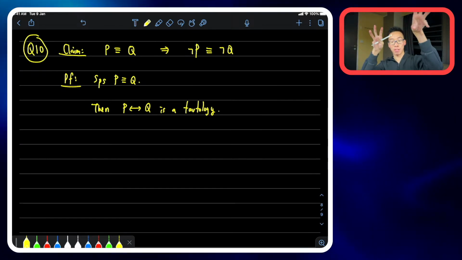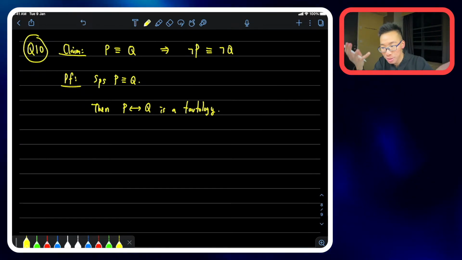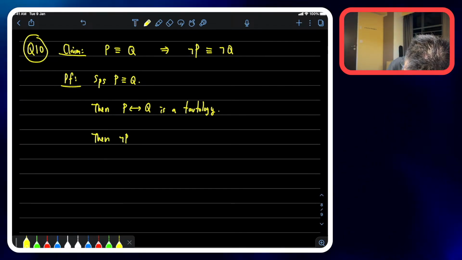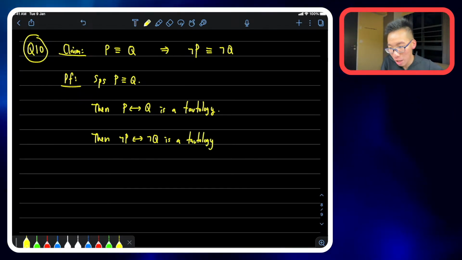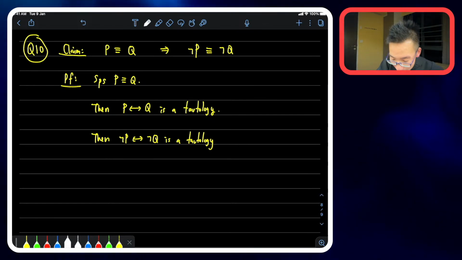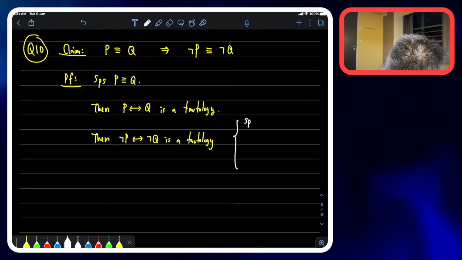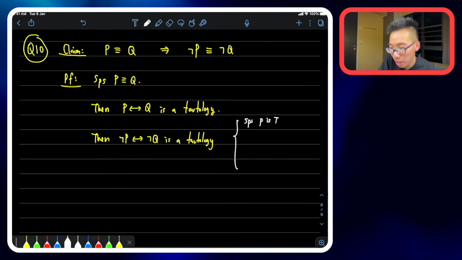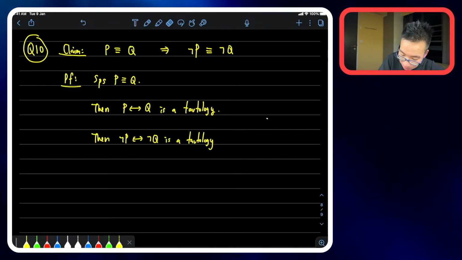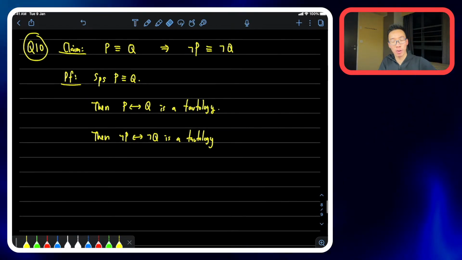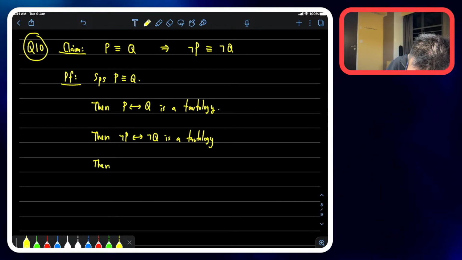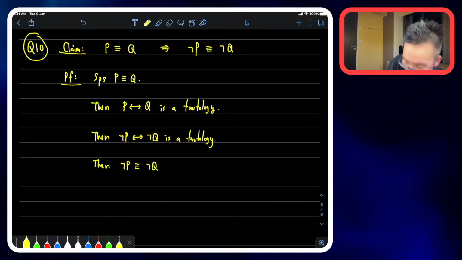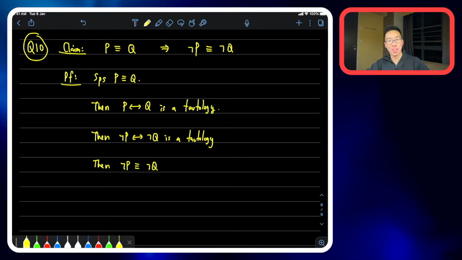Which means that the left and the right will definitely have the same truth value. Then the negations will be a tautology. And I'll quickly justify that, because suppose P is true. In fact, the justification is nothing more than the truth table. P can either be true or false, so when you take negations, you get that the biconditional is a tautology. And that means the negations are equivalent to one another.